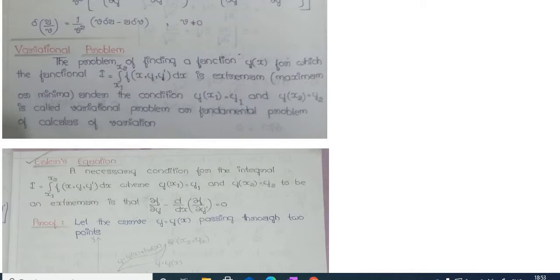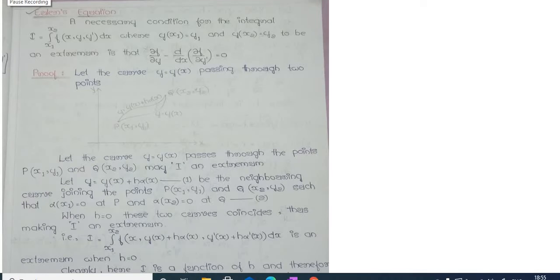Observe, in these problems we are going to find out y of x. They will give one integration, that is integration x1 to x2 f of x comma y comma y dash dx. To find out the integration constants, we are using the end conditions y of x1 equal to y1 and y of x2 equal to y2. So this problem is called variational problem or fundamental problem of calculus of variation.